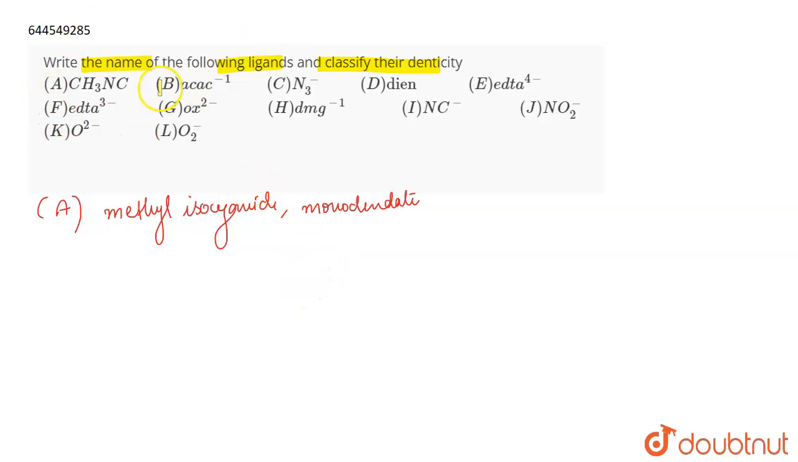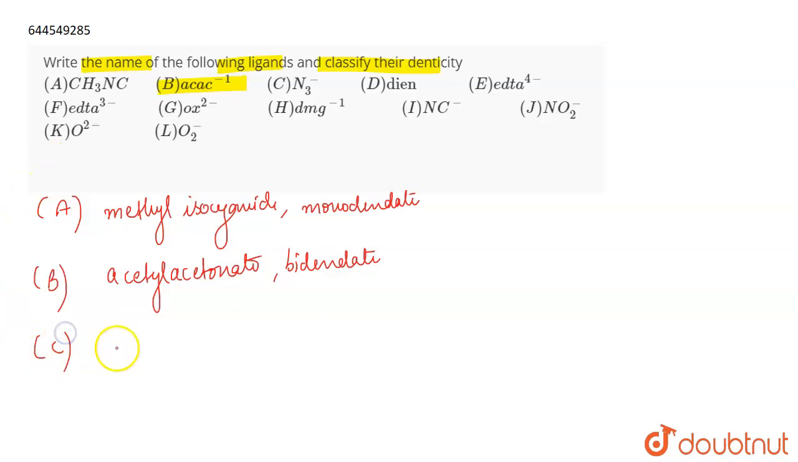Now, if you talk about the second one, which is AC -1, right? AC is actually acetyl acetonato, right? Acetyl acetonato. And this acetyl acetonato is actually a bidentate ligand, right? This is a bidentate ligand because it donates through two atoms. It has two donor atoms, okay?